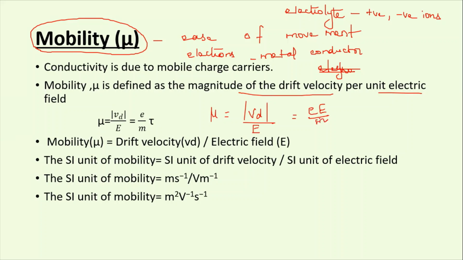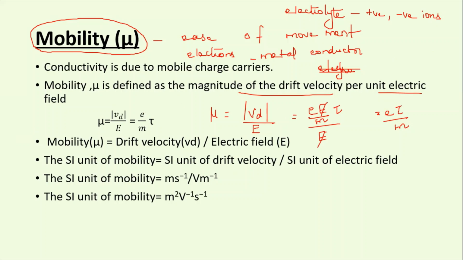Now drift velocity, what did we study? E by m into tau, correct? Divided by electric field E. So E and E will get cancelled. You will get it as E tau by m.